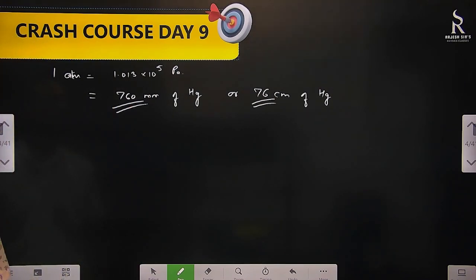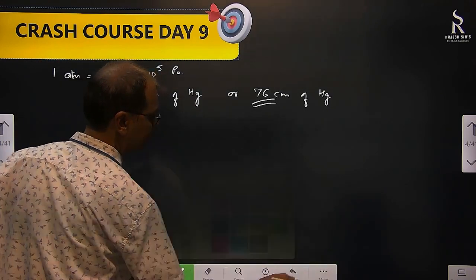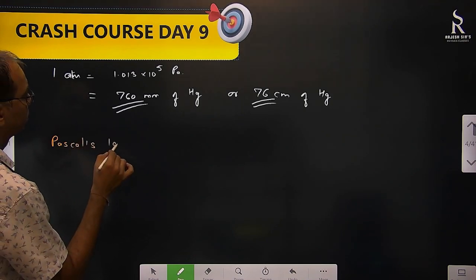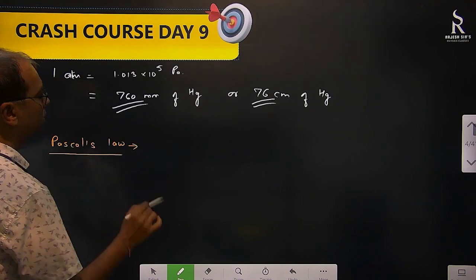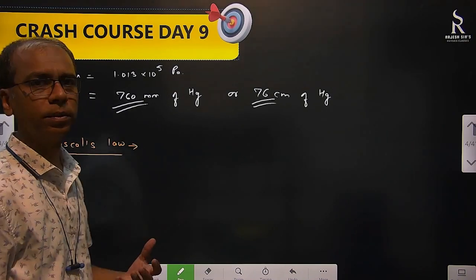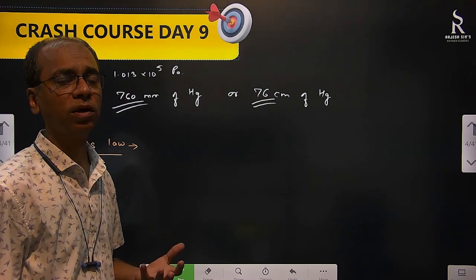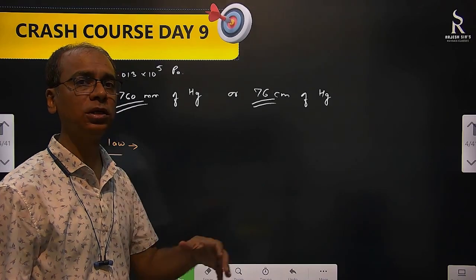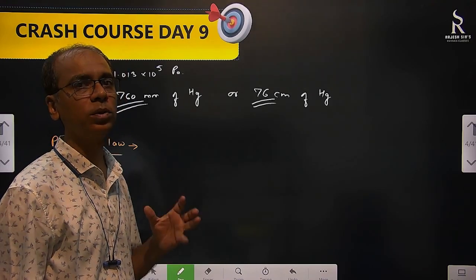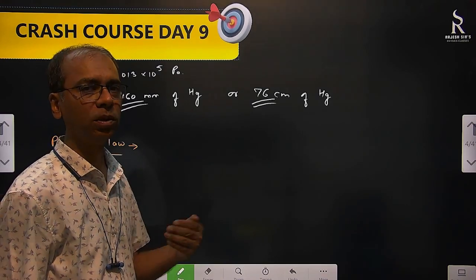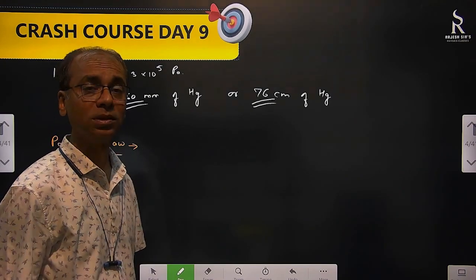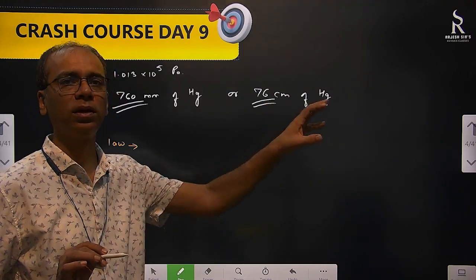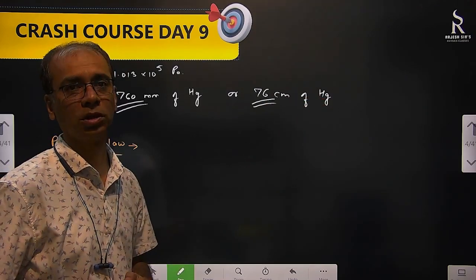Right. Then what next was? Pascal's law. What does Pascal's law say? Very important law. Pascal's law says that if there is a liquid in any container, and at any point we exert pressure, the same pressure is transmitted throughout the liquid, undiminished. Suppose you exert 5 Pascal at one point, then at the other end also 5 Pascal is going to be the pressure, an extra pressure.